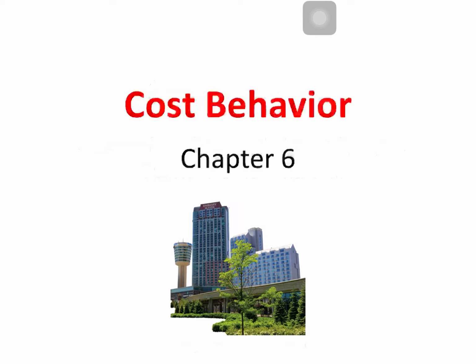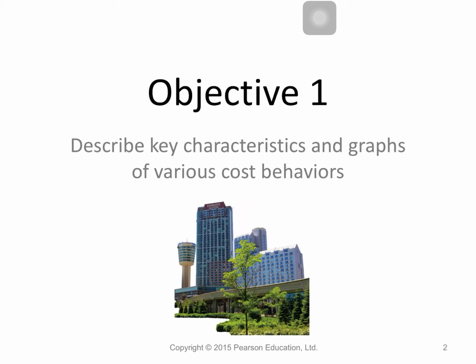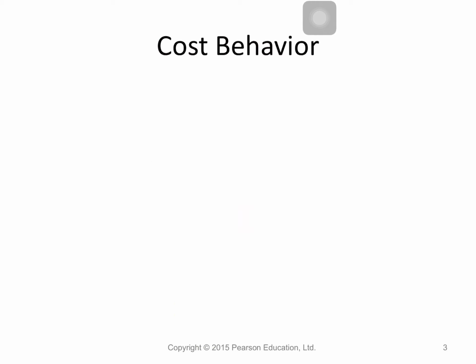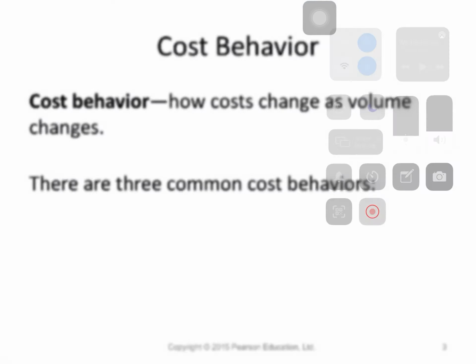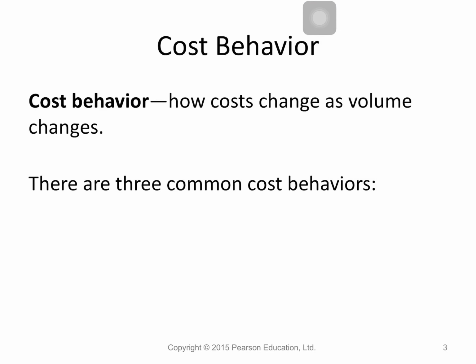Cost behavior means how the cost behaves towards changes in quantity. Okay, objective one: after you learn this chapter, I would like you to understand the key characteristics of cost and graph of various cost behaviors. Cost behavior is how cost changes as volume changes. Volume also means quantity.